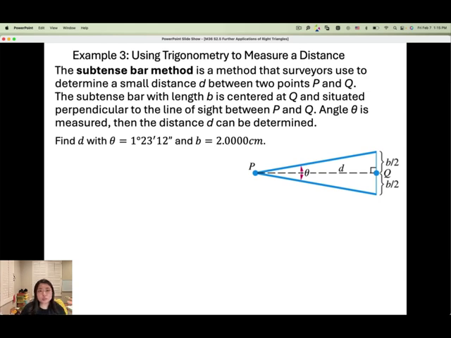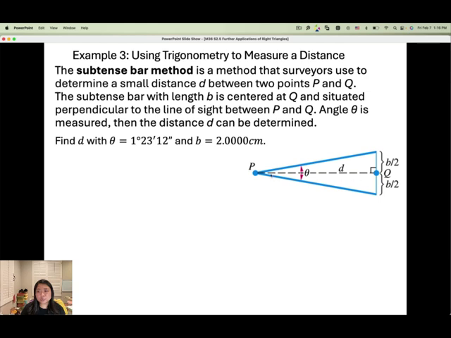Example 3. The subtense bar method is a method that surveyors use to determine a small distance d between 2 points P and Q. The subtense bar with the length b is centered at Q and situated perpendicular to the line of sight between P and Q. Angle theta is measured, and then the distance d can be determined.